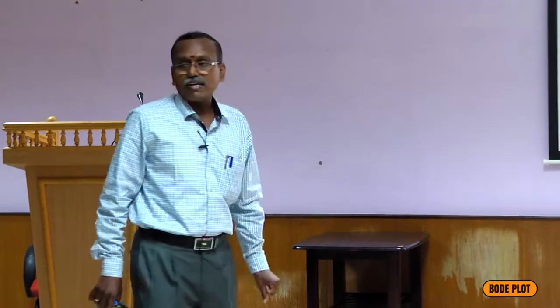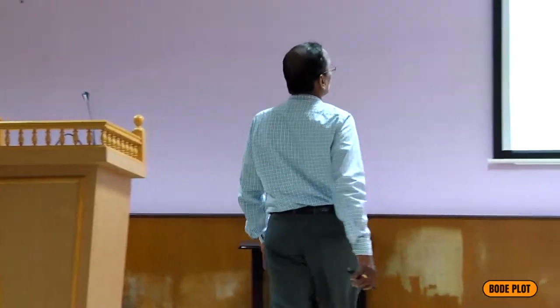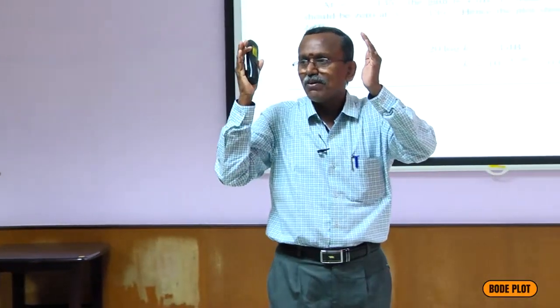Required phase margin is 45. What is the present phase margin? 30. So I have to adjust the k value so that it meets the required phase margin. At 0 dB, we need 45 degrees. If I want a phase margin of 45, what should be the angle at that point? 180 minus some angle should be 45. 180 minus 135 equals 45. So I need an angle of 135.